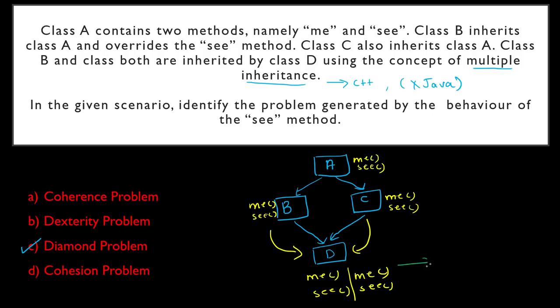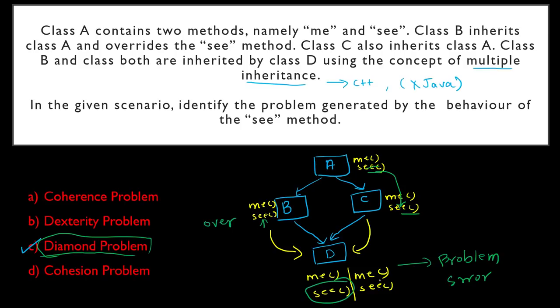This will create a problem, or one error. That error is known as the diamond problem. Now, which function will the class use? See here, this C function is different from this C function, because this C function was inherited here, but here it was the overridden method. Now the definition of this function will be different.